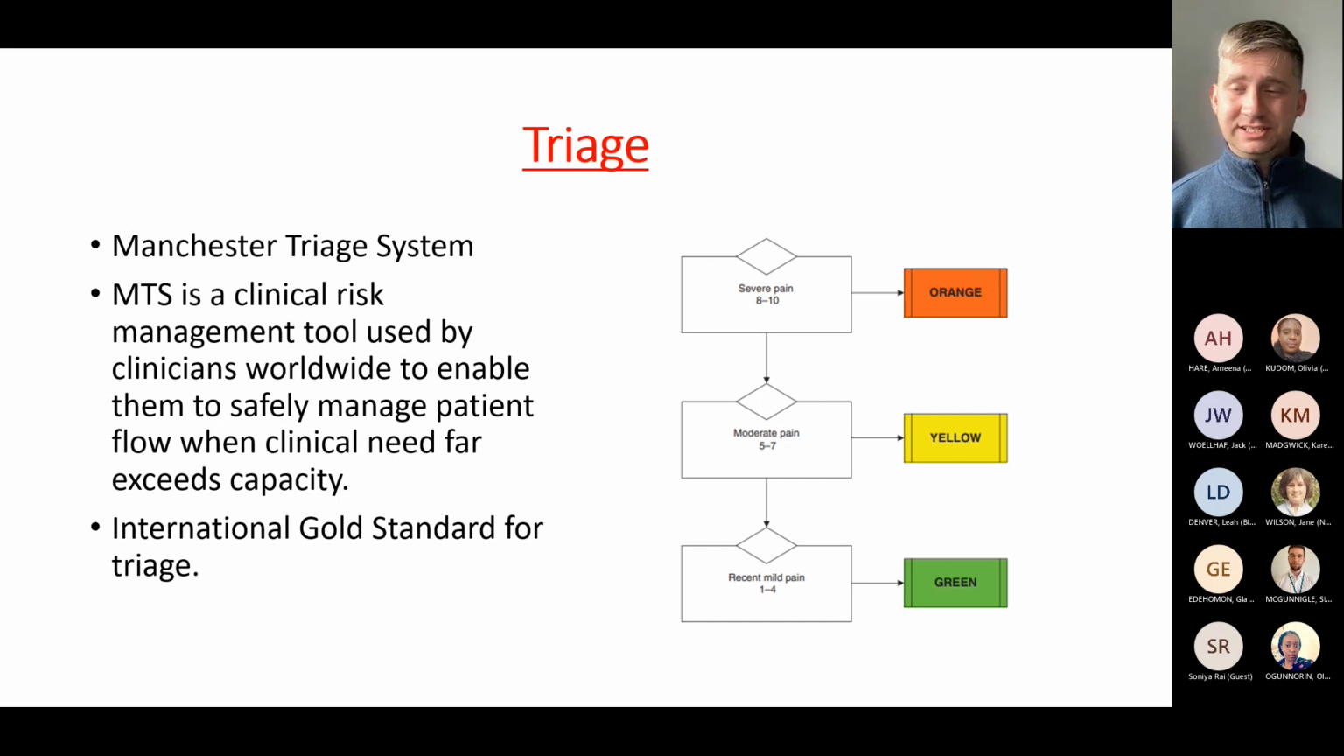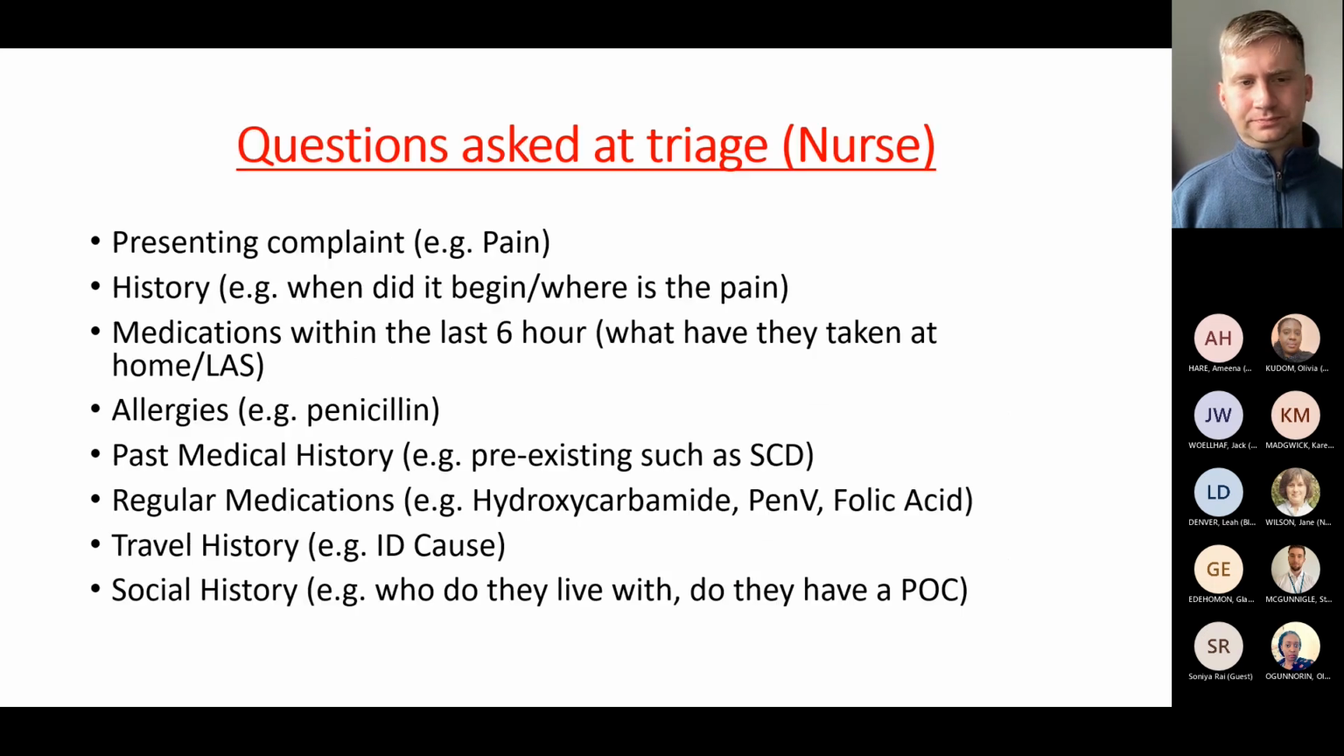Usually triage nurses tend to be band 6s or very experienced band 5s who have undertaken training, so that they are able to triage effectively and prevent any serious injuries or serious incidents. As I said, it's the international gold standard for triage. Most places use it, and it tends to work quite well.